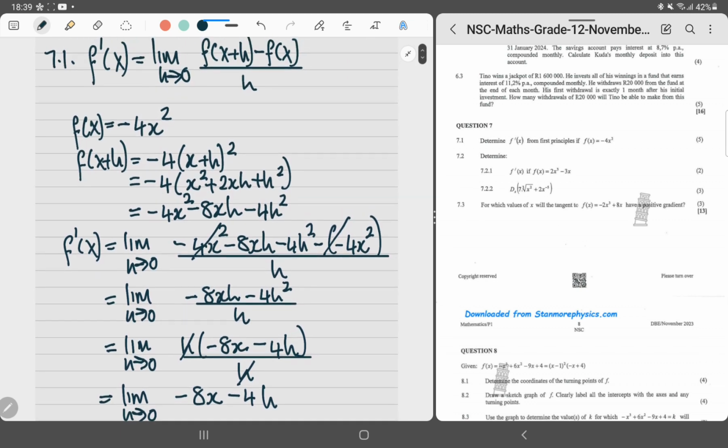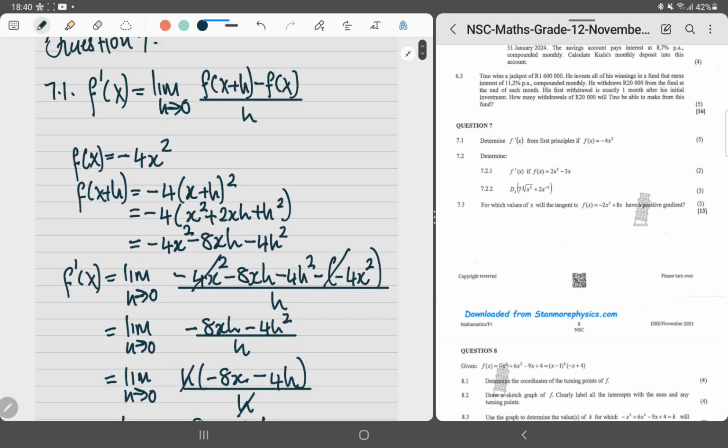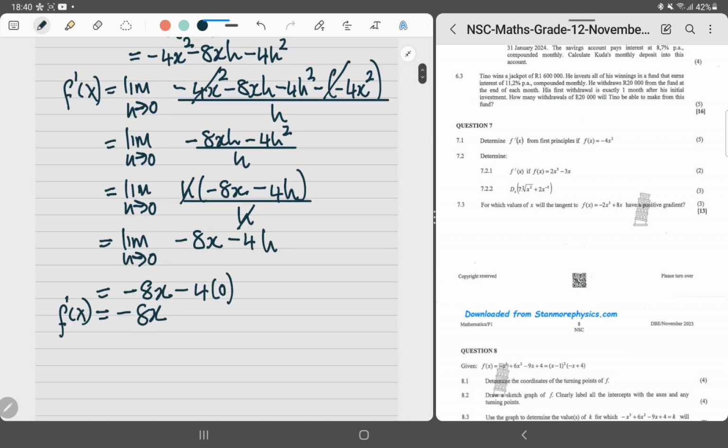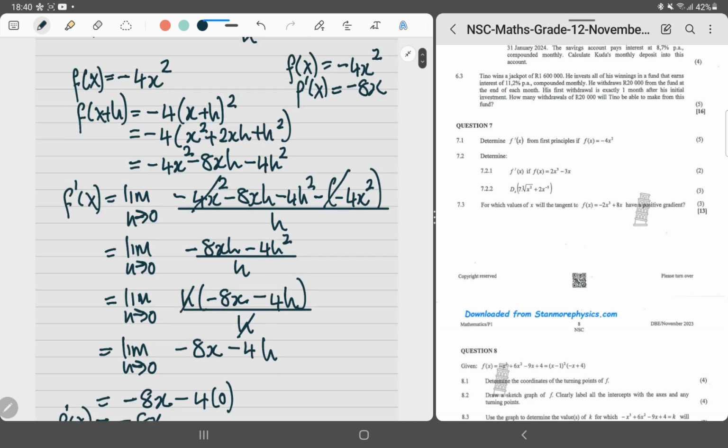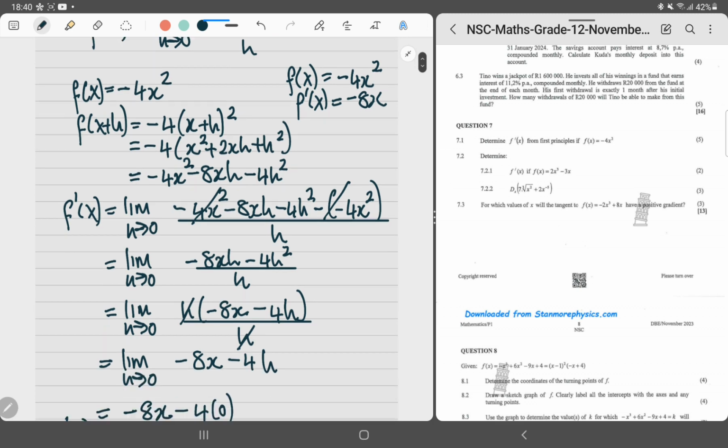And you can check if your answer is correct. You'll just take this minus 4x squared, and then you find the derivative. So this is minus 8x, which is the same as that one. So yes, your work is definitely correct.